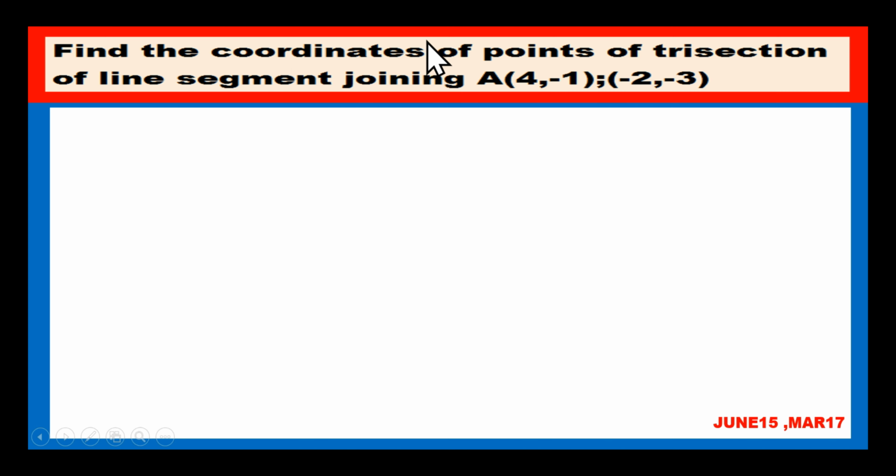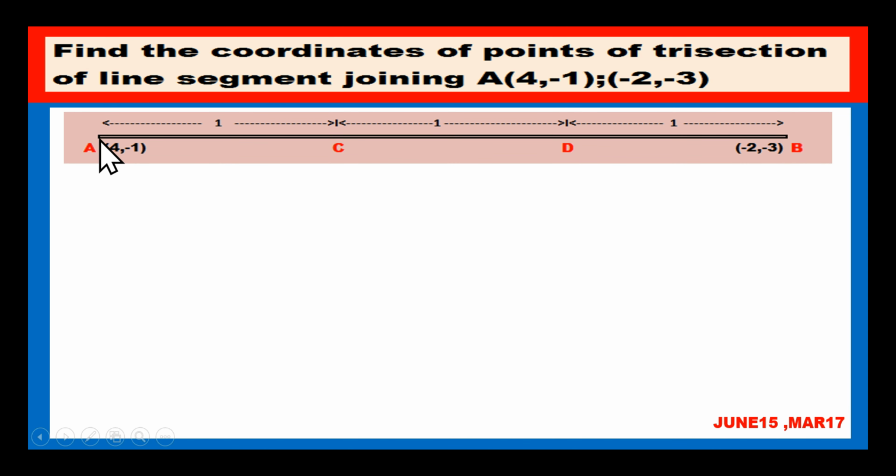You see, find the coordinates of the points of trisection of the line segment joining the points (4, -1) and (-2, -3). And let us learn what is meant by trisection. Trisection means 3 equal parts. You see this, A is one endpoint and B is the second endpoint. This is the line segment joining AB. This line segment AB is divided into 3 equal parts. This is one part, this is the second part, and this is the third part by means of these 2 points C and D.